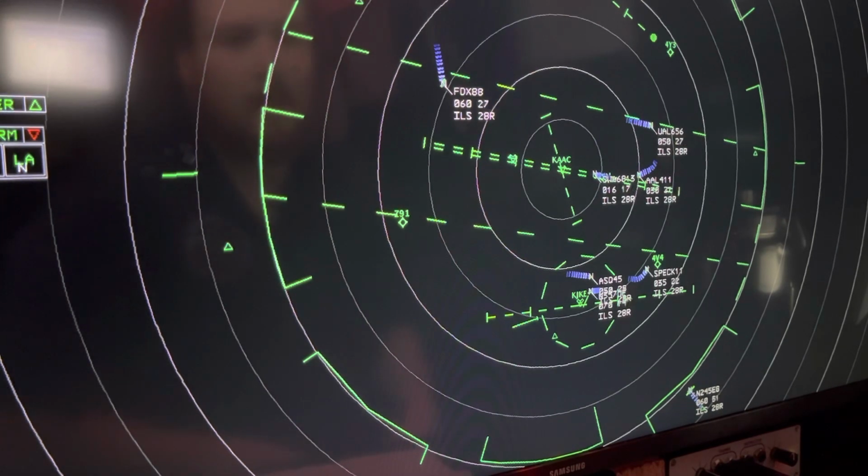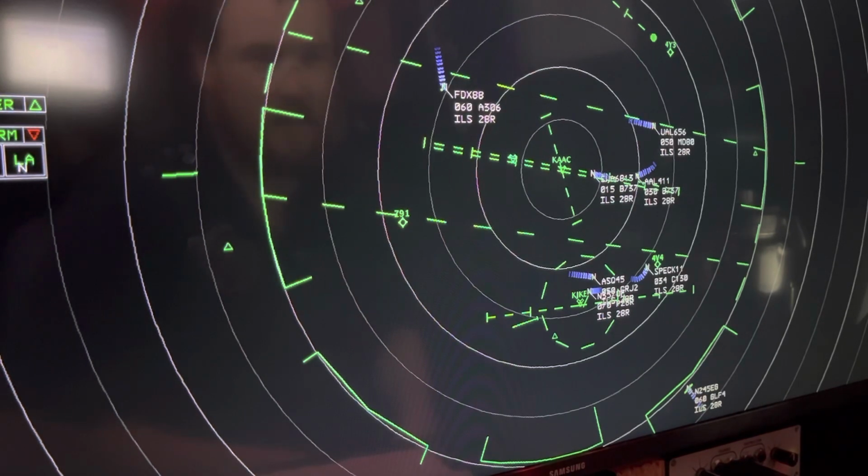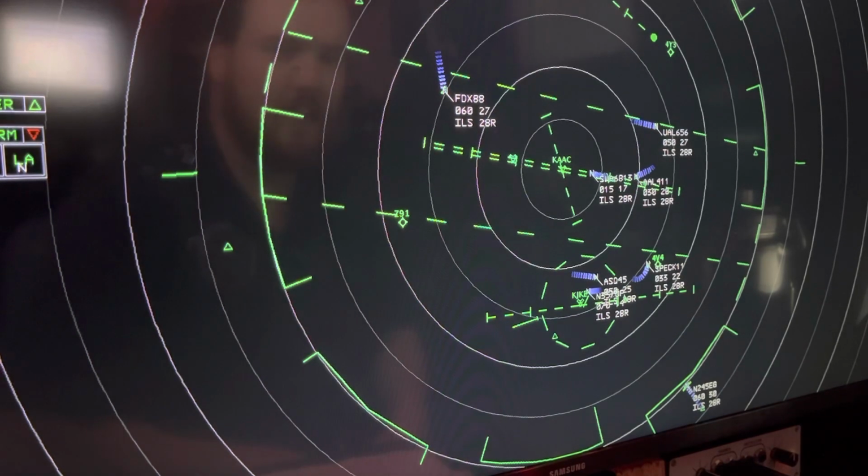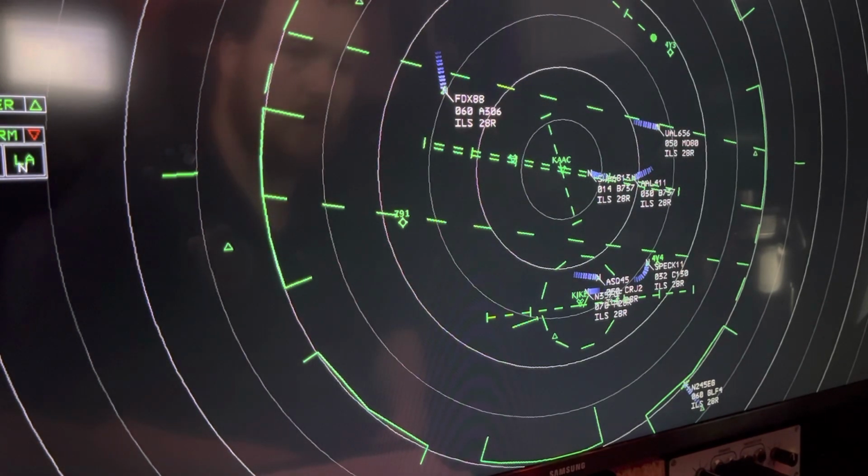FedEx 88, expect vectors across final. FedEx 88, turn left heading 100.